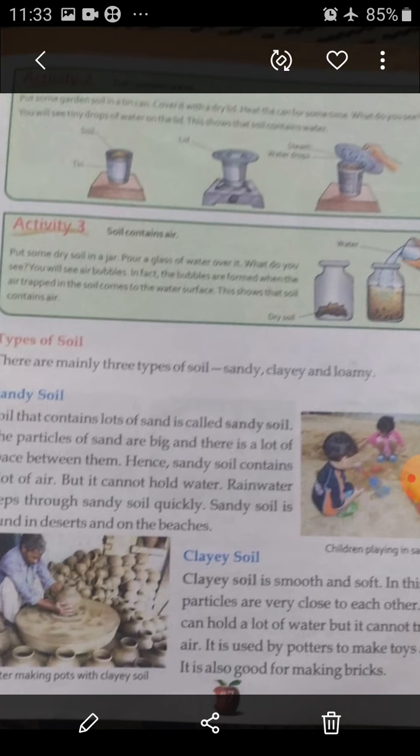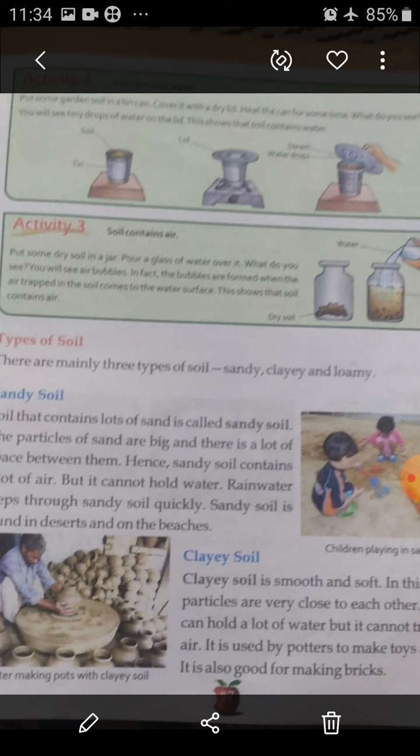How can we prove that soil contains air? When you water your plants in a pot, do you see some bubbles on the surface? Sometimes when we are watering plants, we see some bubbles on the surface. Why are these bubbles formed? Bubbles are formed because the soil contains air, and this happens because the air trapped in soil escapes as bubbles when water enters the soil.